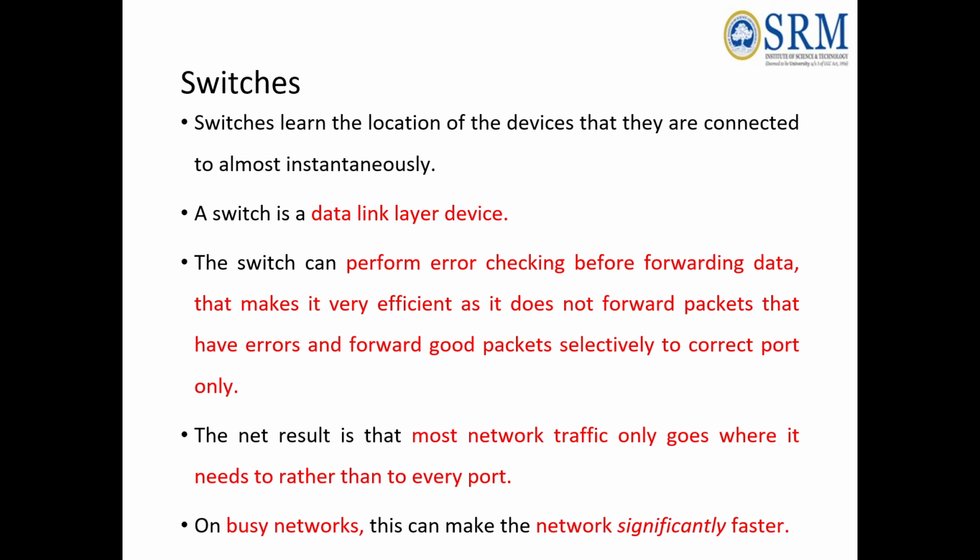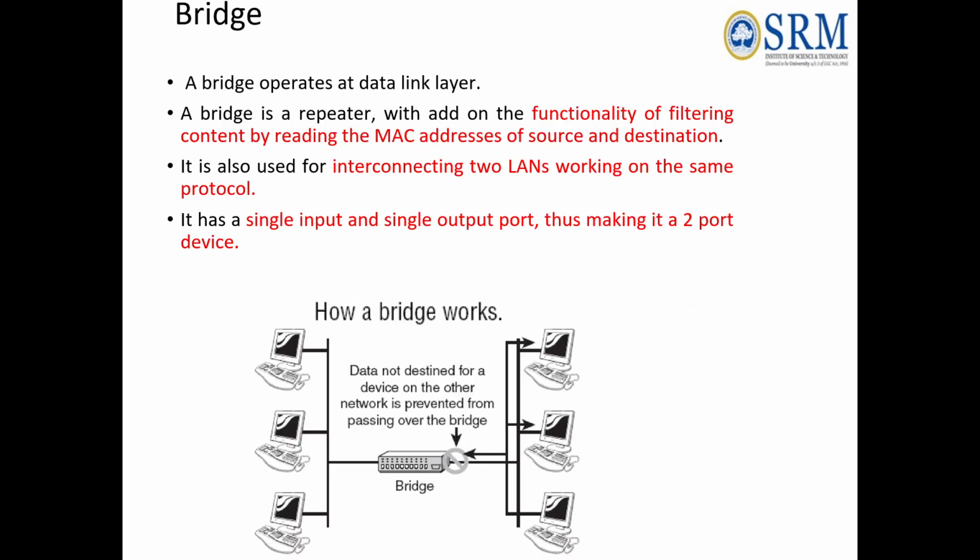A switch is a data link layer device. A switch can perform error checking before forwarding the data. That makes it very efficient, as it does not forward the packets that have errors and forwards good packets selectively to the correct port only. The net result is that most network traffic only goes where it needs to rather than to every port. On a busy network, this can make the network significantly faster.